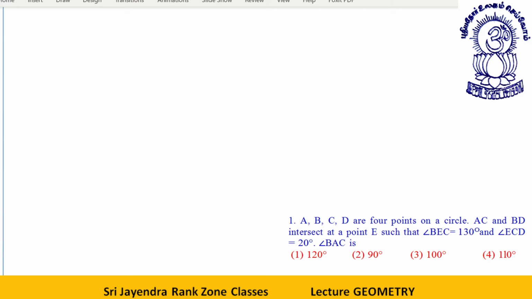A, B, C, D are 4 points on a circle. AC and BD intersect at a point E such that angle BEC is equal to 130 degrees. Okay. Let me take a circle first.